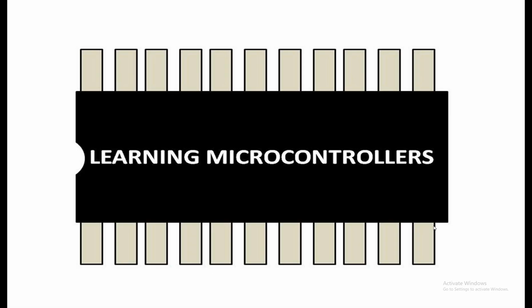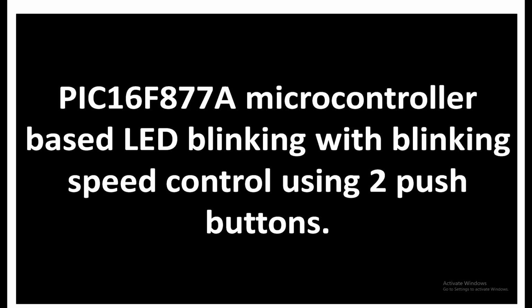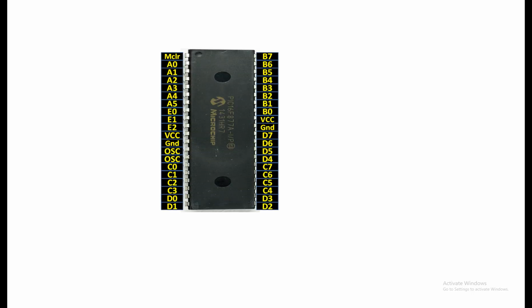Hello guys, welcome to learning microcontrollers. In this video, I'm going to show you how you can interface a PIC16F877A microcontroller with an LED to blink it, and then we will use two push buttons to control the blinking speed. One button will increase the speed, another button will decrease the speed at the same time without reprogramming. So let's get started. So guys, this is our PIC16F877A microcontroller having 40 pins.